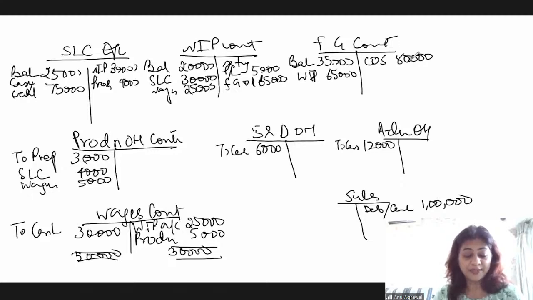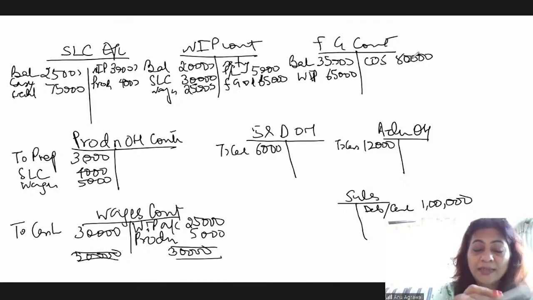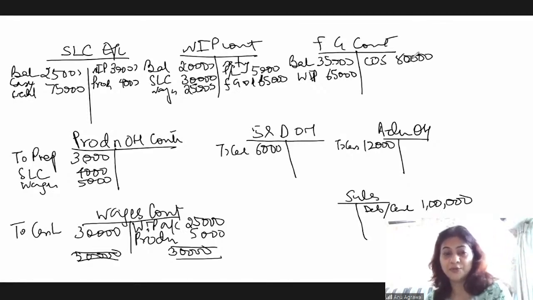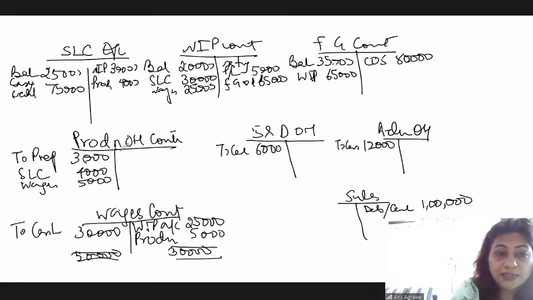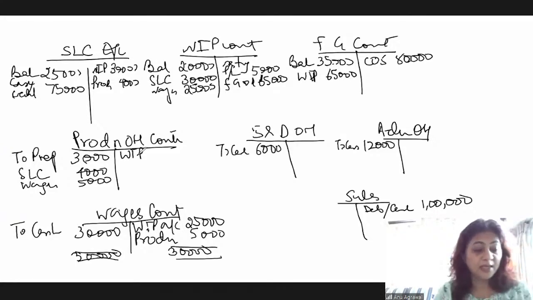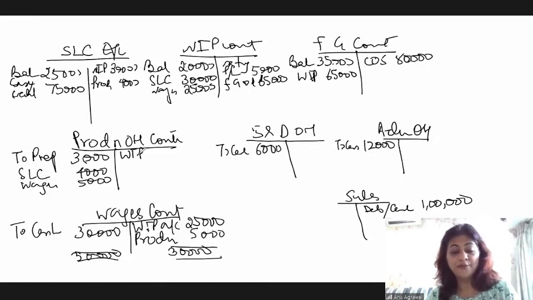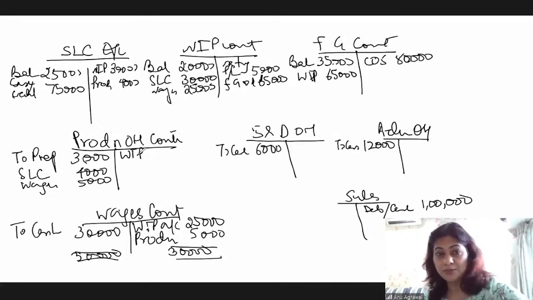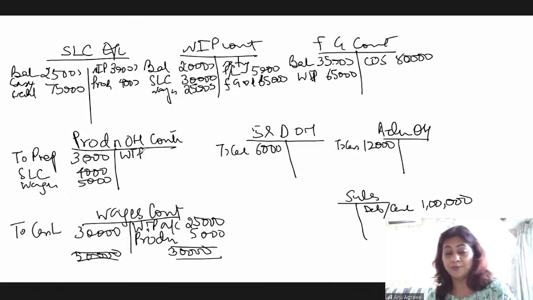Production overheads absorption rate is 150% of the direct wages charged to work in progress. Now, here it's a big question, how much are you charging to work in progress? If I'm charging 20,000 to work in progress and transferring 5,000 to the costing account, then how much production overhead will be absorbed in the WIP account? They are saying it is 150% of direct wages charged to the WIP account.